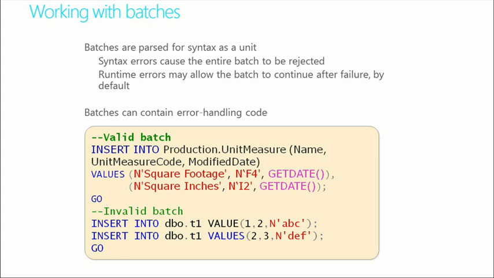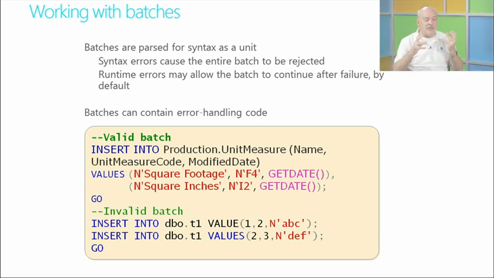Now, batches are important to understand because they're parsed for syntax as a whole, or as a unit. Syntax errors can cause the entire batch to be rejected. Runtime errors may allow the batch to continue after the failure by default, but you also won't know that by default, so you have to be aware of that.